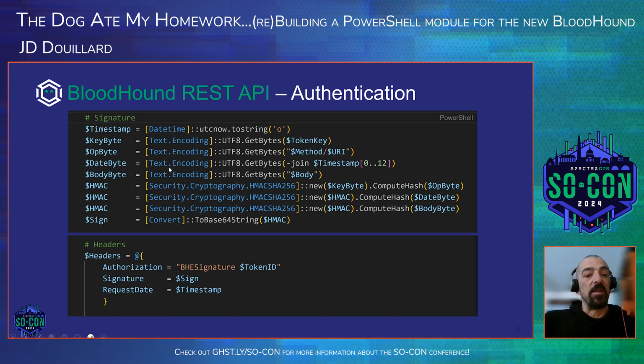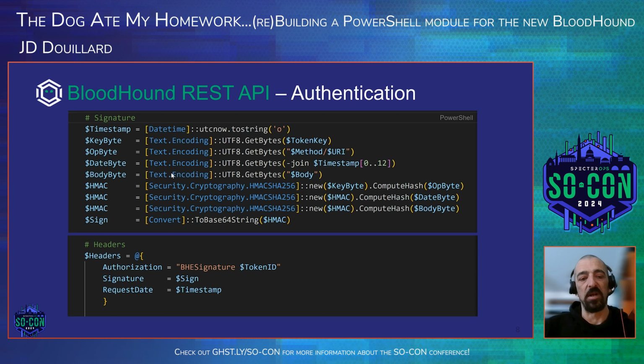Take the bytes of the date and the bytes of the body, and we do this hash computation three times. We put it as a base64 string that becomes our signature, and we include this signature with the timestamp and the token ID in the headers, and we invoke the REST method after that. So the code gets complicated to do that manually at every request.